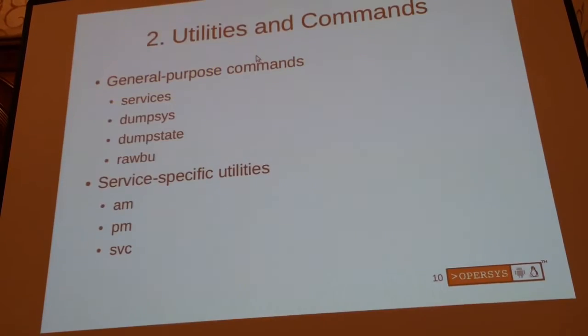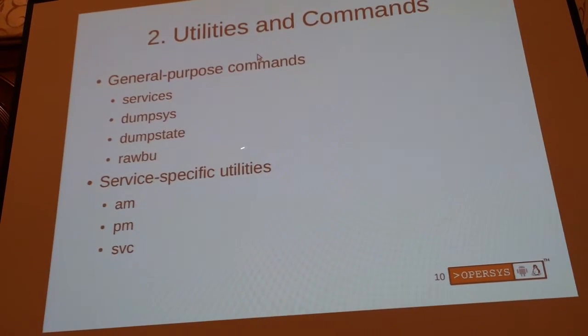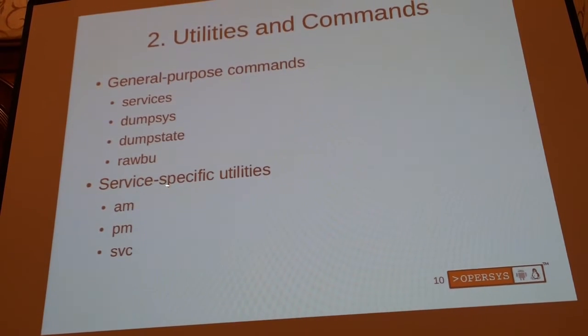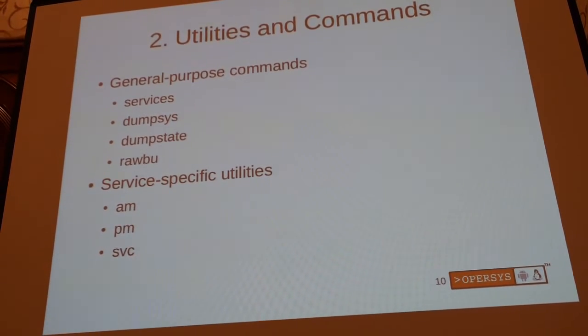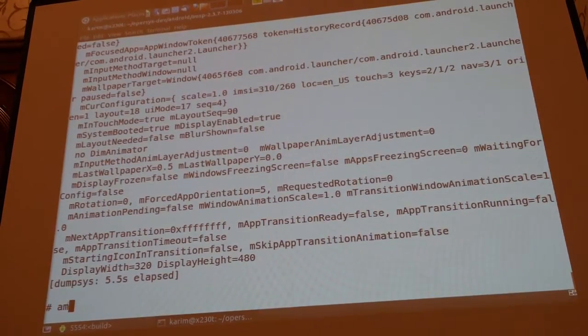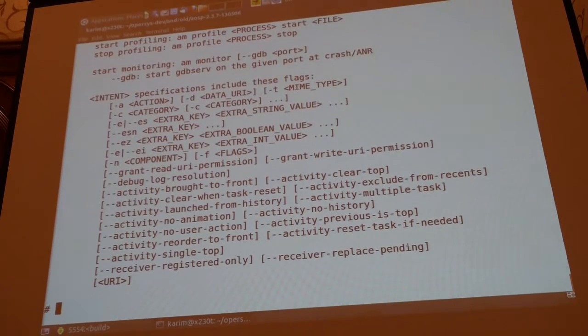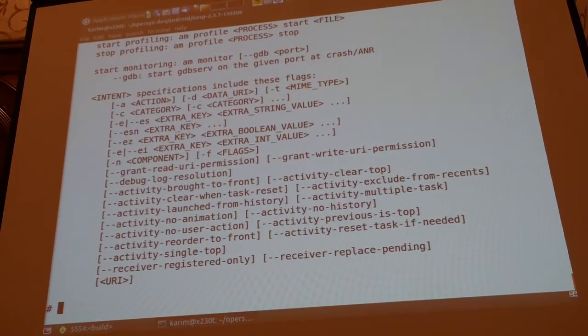You have raw backup, which will essentially copy the content of /data. And then you have some service-specific utilities. Okay? So for example, you have AM. AM will allow you to talk to the activity manager. This is the thing that manages applications and all the rest of the stuff.